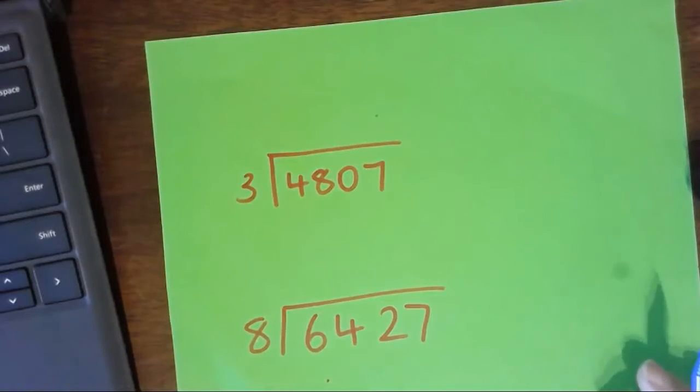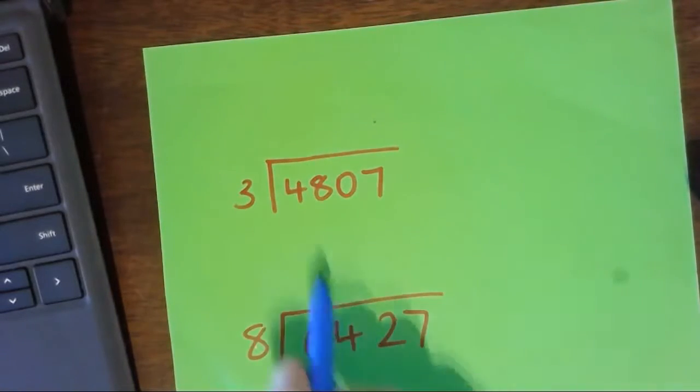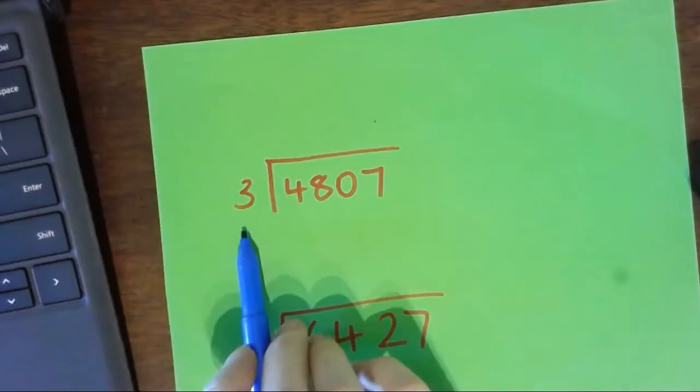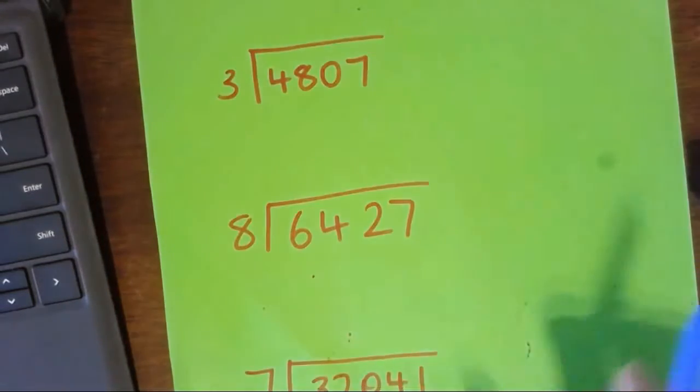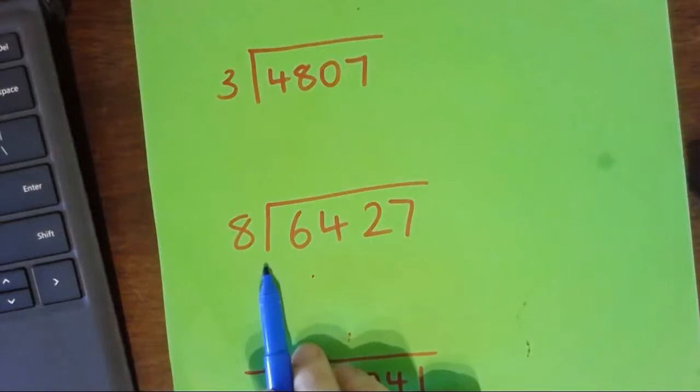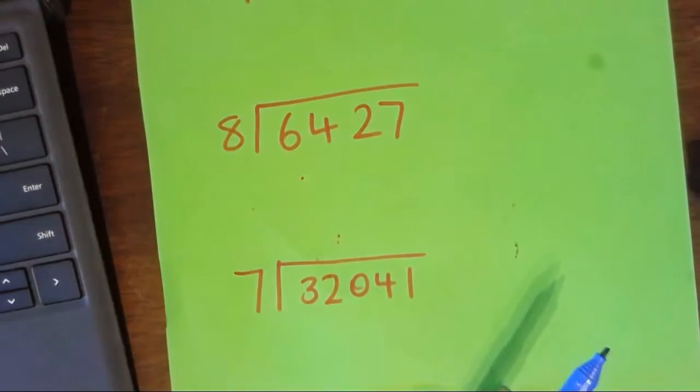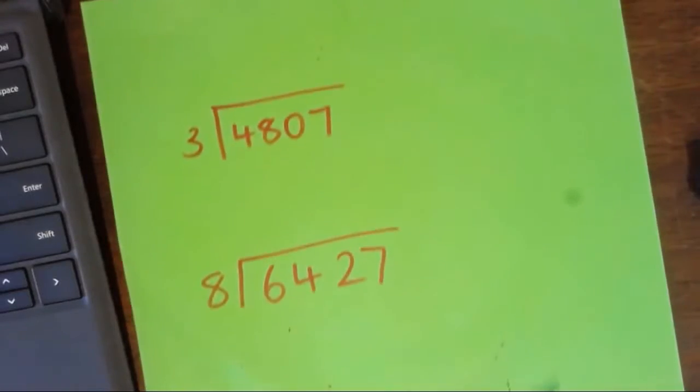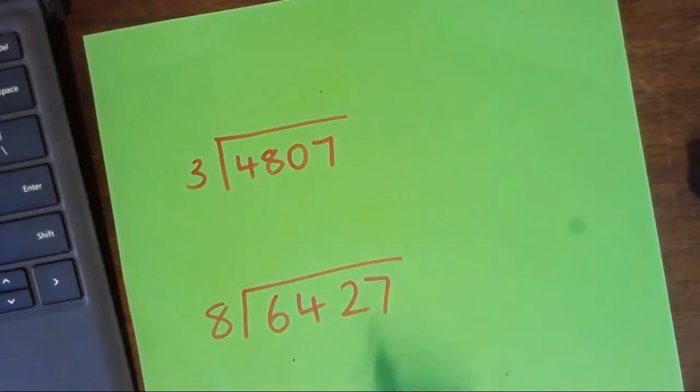Okay, so I've got 3 sums. Let me just switch my camera around. Okay, so my 3 sums are 4,807 divided by 3, 6,427 divided by 8, and 32,041 divided by 7. So let's go right back up to the top.